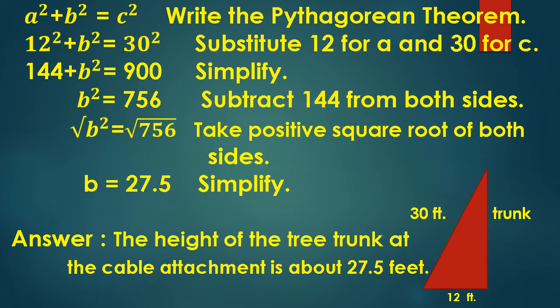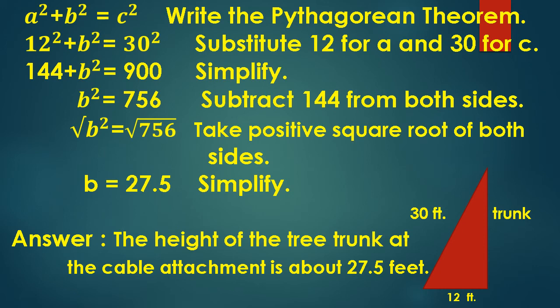The next step is simplify. So subtract 144 from both sides. Subtracting 144, the remaining is b squared, and 900 minus 144 is 756. So b squared is equal to 756.